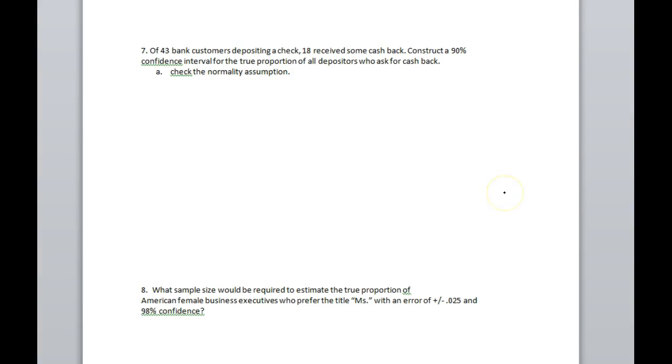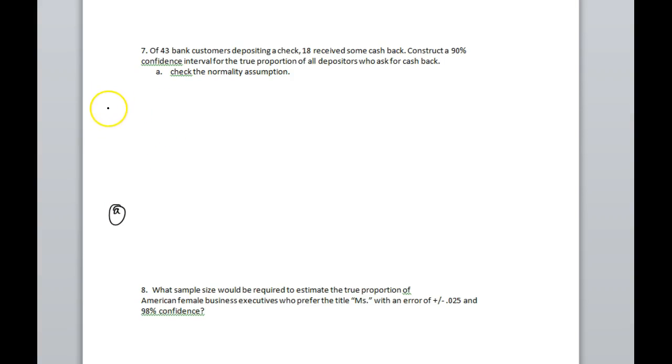Okay, number 7. Of 43 bank customers depositing a check, 18 received some cash back. Construct a 90% confidence interval for the true proportion of all depositors who ask for cash back. And then it also asks us to check the normality assumption. So let's just do the first part first. We'll check the normality down here, so we'll put A down there.